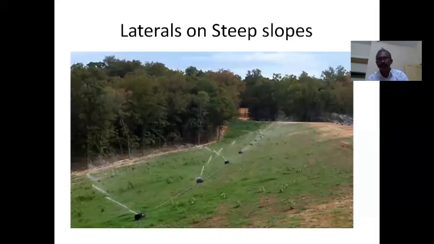See in this image, you are able to see the direction of the slope is from this place to this way. In this direction, the slope is downwards. As you see from the image, it is a very steep slope. In these kinds of situations, it is recommended that the laterals are laid along the contour or across the slope. See here, this is a sprinkler lateral and these are all the individual sprinklers that are operating.